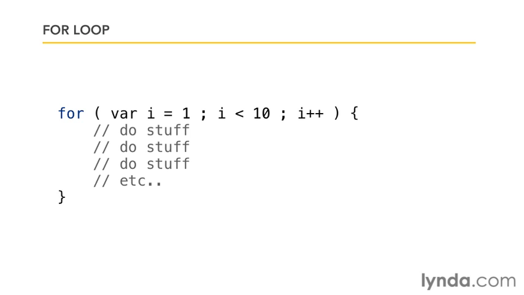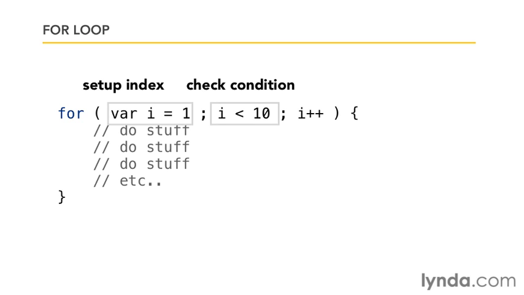Really what we have is the same three pieces that we use in any loop. We've got the section that sets up the index, we've got the section that checks the condition, and then we've got the section that increments the index. And these three parts are separated with two semicolons. The first time we hit this loop, we'll create a variable called I, set it equal to 1. Then we'll check to see if it's less than 10. It is. We will jump into the loop, we'll execute all the lines in the body of the loop. When we hit the closing curly brace, we'll increment the index, we'll check the condition again, and we'll keep on looping until that condition is no longer true.